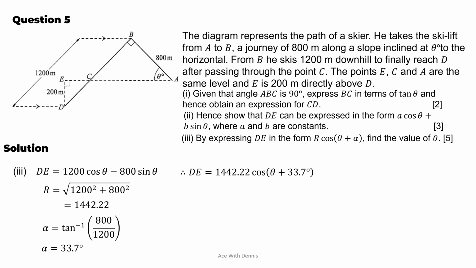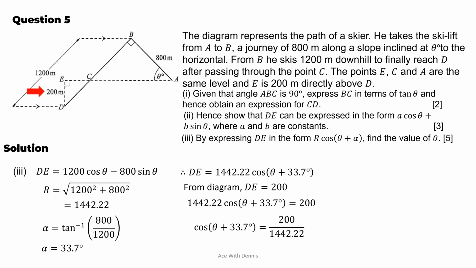Hence we can rewrite the length of DE equals 1442.22 cosine (theta plus 33.7 degrees). From the diagram, DE is 200. Therefore, we equate the equation 1442.22 cosine (theta plus 33.7 degrees) equals 200. Now we can start to solve this equation.